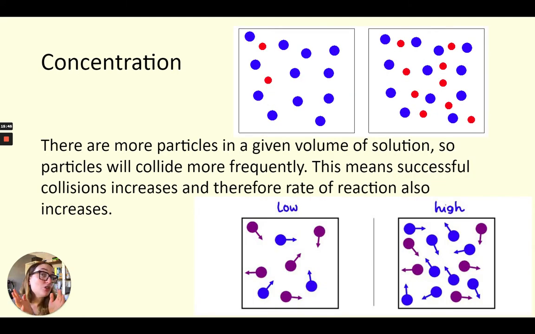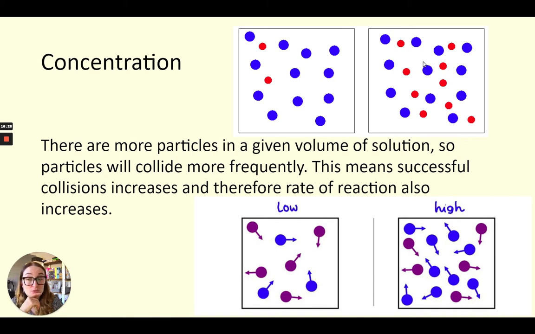Concentration. Now, concentration is very similar to pressure, but this time we're talking about it in solution. So if there are more particles in a given volume of solution, particles will collide more frequently. This means successful collisions increases, and therefore rate of reaction does too. So let's look at the first diagram up here. If you imagine that the blue circles are water and the red is a reactant that's going to react with the water, the rate of reaction is going to be slower here because there are fewer particles per given volume of water. But the rate of reaction here will be higher, and that's because you've got more particles available to react, and so the reaction is going to happen more quickly.